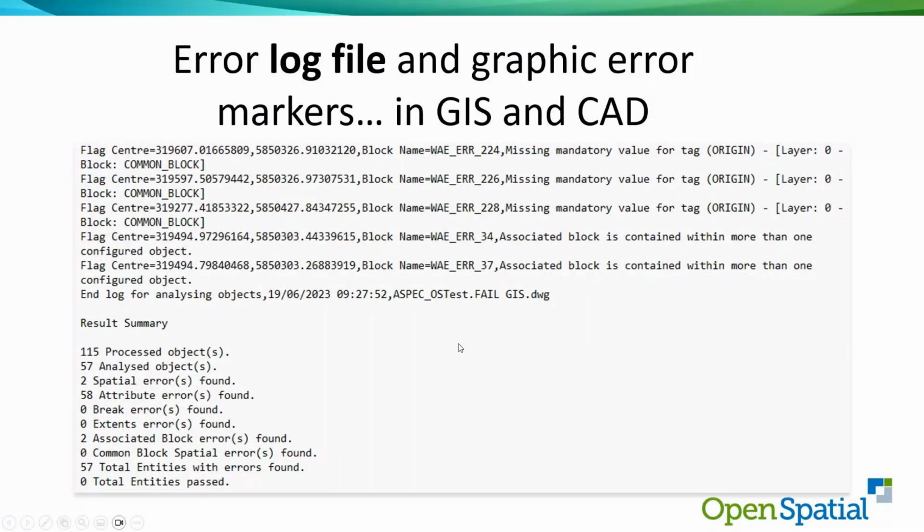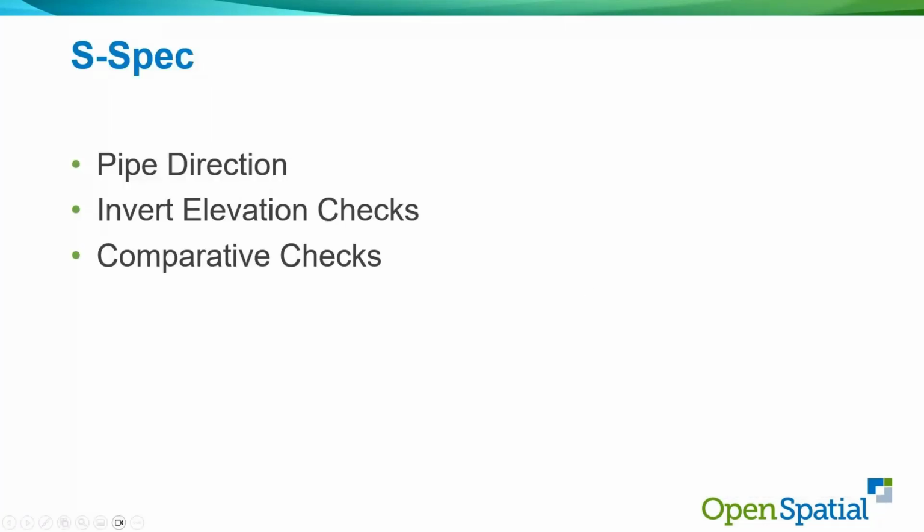Typically what's happening in there is it will say how many objects I've got, how many were analyzed, how many spatial errors and how many attribute errors you've got within the system. So we look at S-Spec, pipe direction, invert elevation checks, and the comparative checks that we are dealing with.